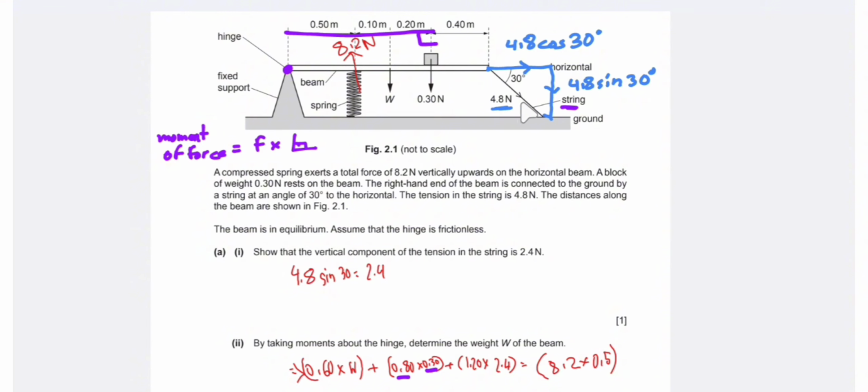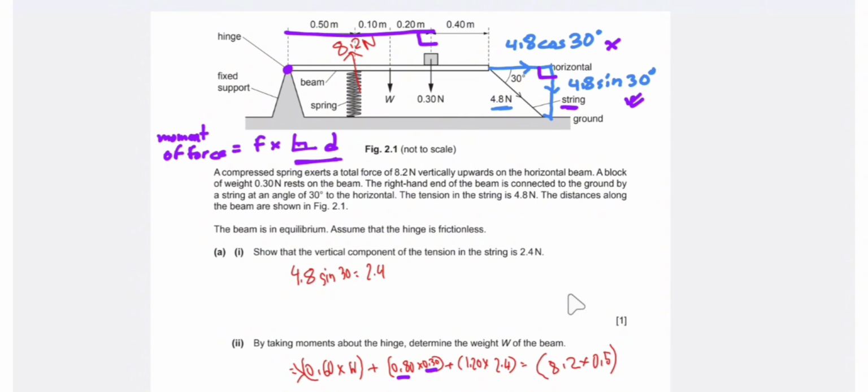Now, why do we consider the vertical component and not the horizontal component? Because we know that the moment of force is the force and the perpendicular distance from the pivot. So the distance has to be a perpendicular distance. If we consider the horizontal force, then the perpendicular distance from the pivot is 0, because the force is horizontal and the distance is also horizontal. The force 4.8 Newton, 4.8 cos 30, is the horizontal force. So it is not perpendicular. But for the vertical component, the force is vertical and the distance is horizontal. So that's why we need to consider only the vertical component and not the horizontal component.